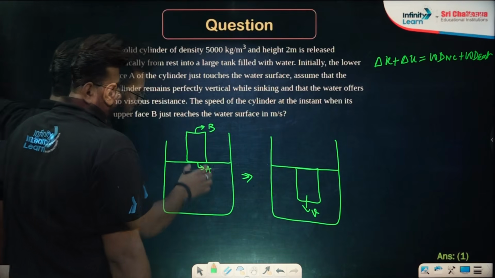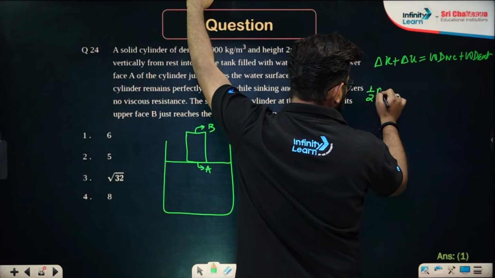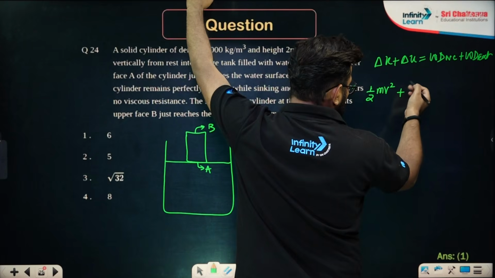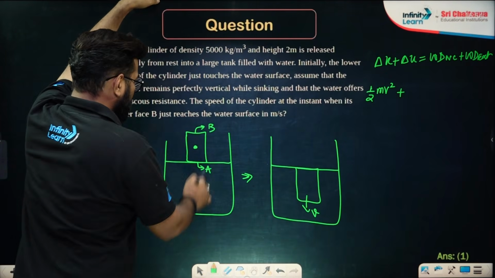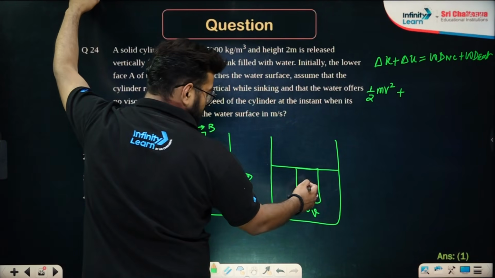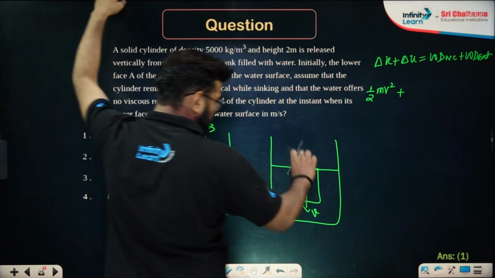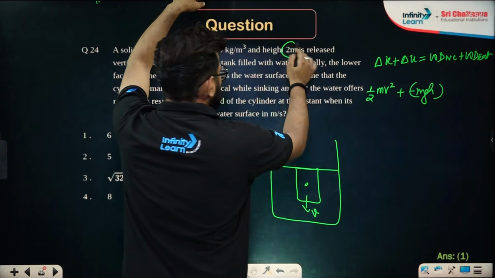See, as the object is moving down, this thing is clear. Finally it is going to be half mv square, initially it is 0. Potential energy is moving down, and how much will it move down? Obviously, sir, it will move down by height h. The entire cylinder is moving down by height h, so the change is minus mg into h, and height h is given, it is 2 meter.